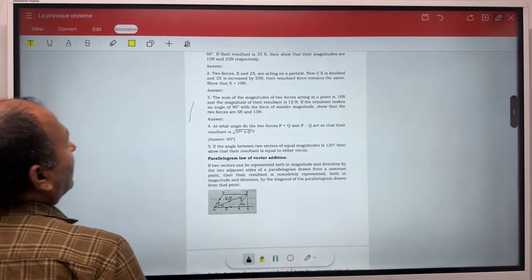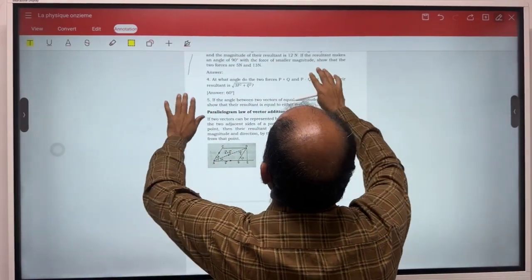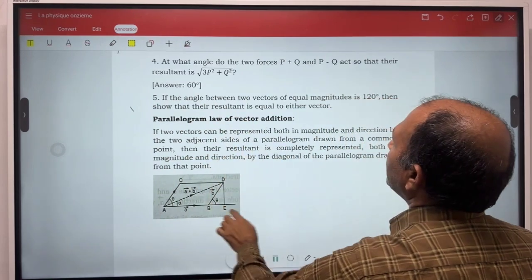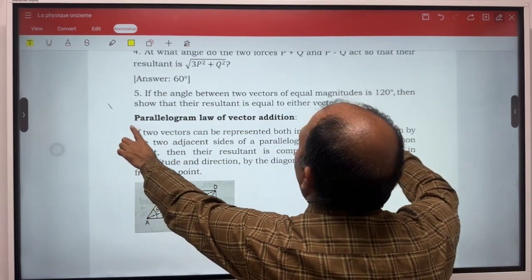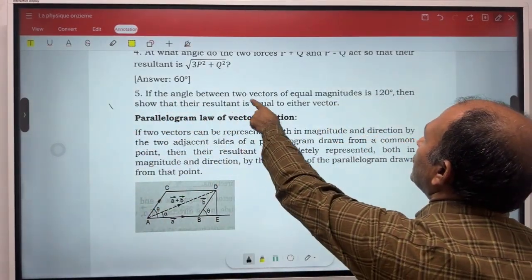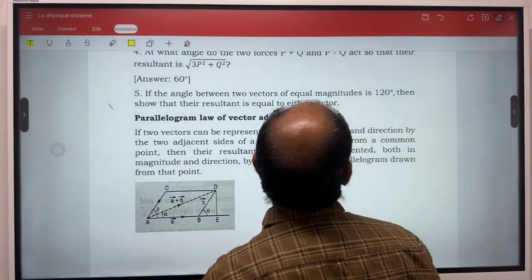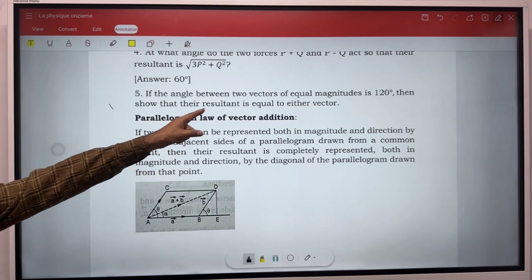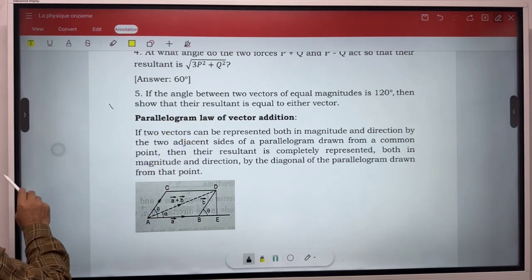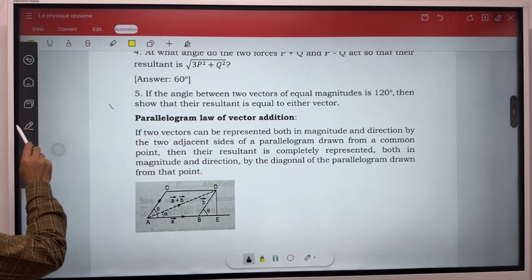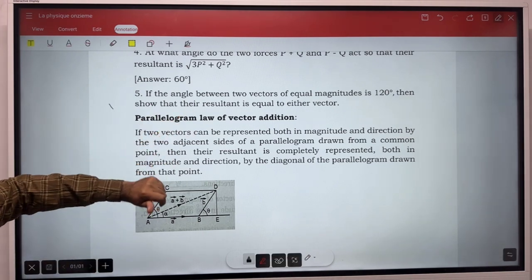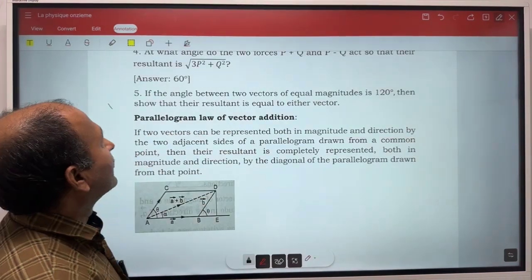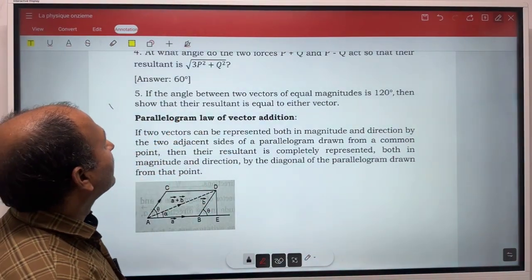Now let's take another question. Next question is, if the angle between two vectors of equal magnitudes is 120 degrees, then show that their resultant is equal to either vector. So here the two vectors are equal, the angle between them is 120 degrees, and you have to find out their resultant.